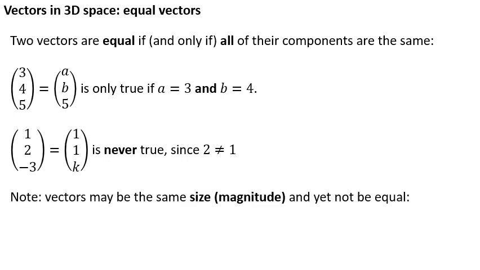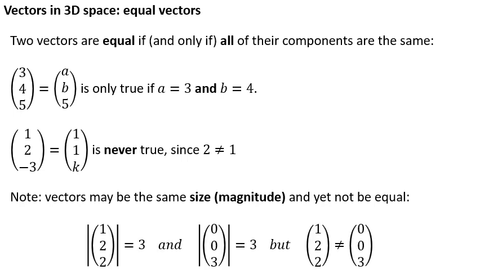It's worth mentioning vectors may have the same size and yet still not be equal. In fact, they could satisfy either of the two conditions, but unless they satisfy both, they're not equal. They might be going the same direction, but one is bigger than the other, or they might have the same size, but one is pointing a different direction to the other.